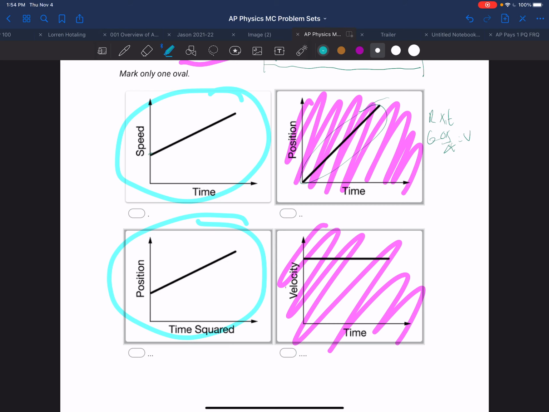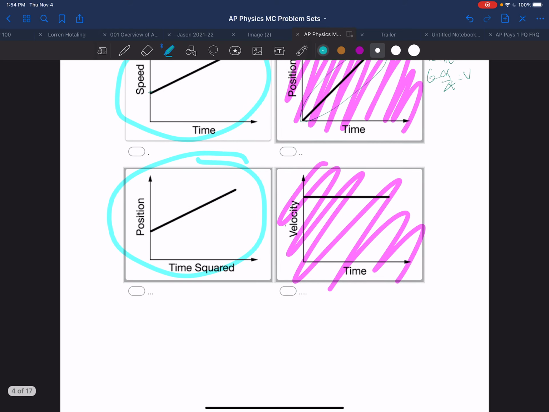But if we wanted to verify that this last one is actually also true, we can look at our equation that relates position when something is accelerating, and that is this formula. So we have an initial position of 0, and we have x equals 1/2 at squared. Now, if we tried to turn this into a line, we would want this to be somehow like y equals mx plus b.